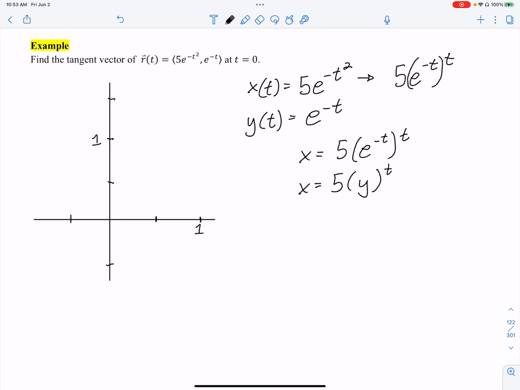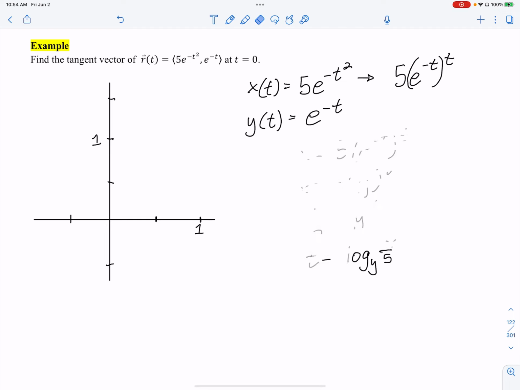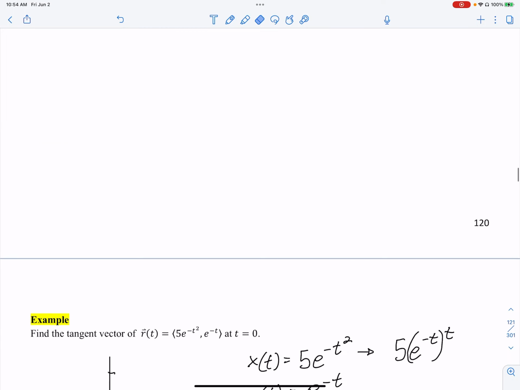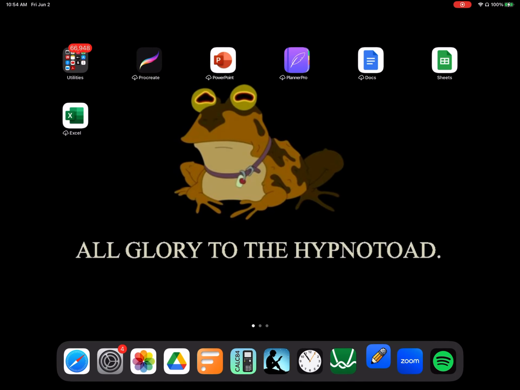All right? And then if I change forms here, I have x over 5 equals y to the t, and we can switch this to a logarithm. So this is the log base y of x over 5. So we have some kind of logarithm function. It's really extremely gross. So maybe let's go find GeoGebra. Let's go graph it in GeoGebra, if I can get there on my iPad.